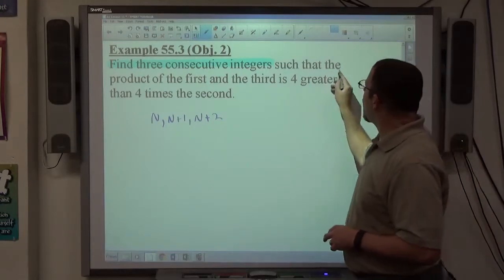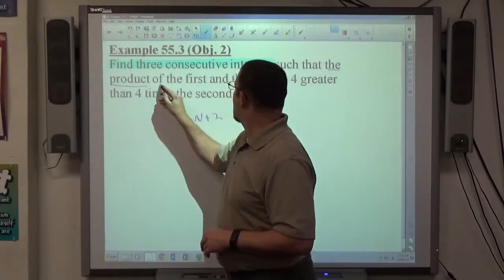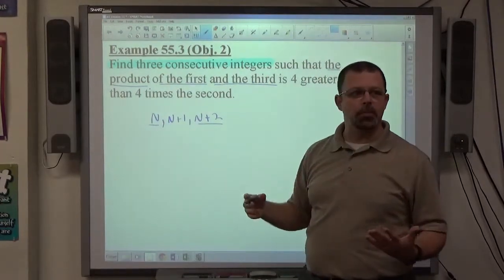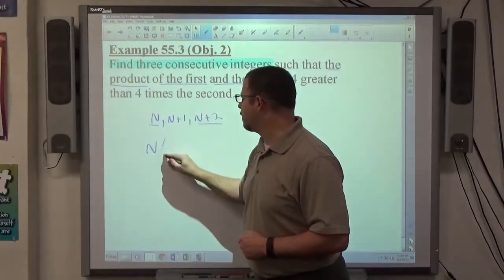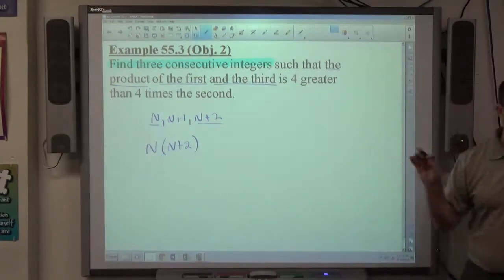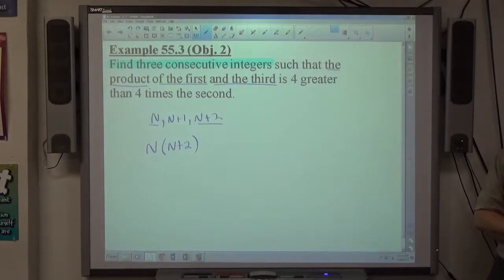This says the product of the first and the third. Here's the first, here's the third. Product means to multiply them. So take the product of the first and the third. And notice that exact expression there, before I go any further, makes n squared plus 2n. I'm going to get a quadratic expression out of this consecutive integer word problem.